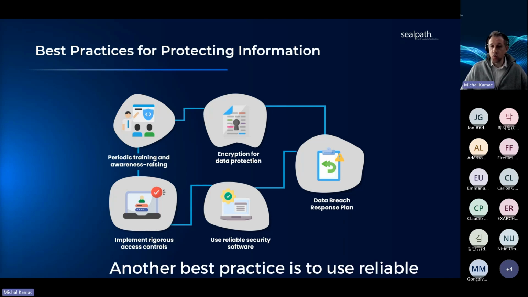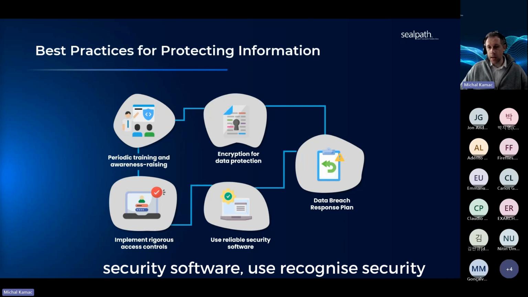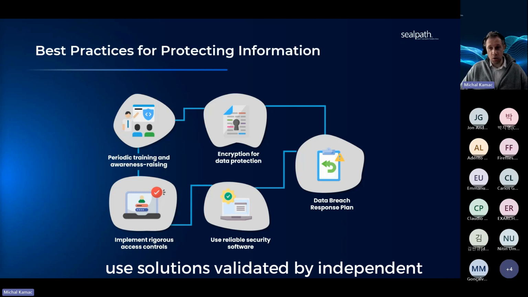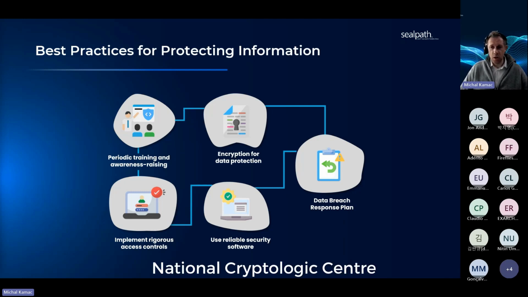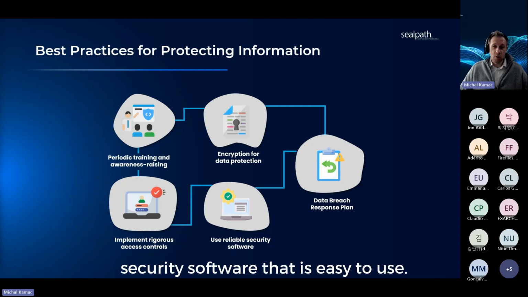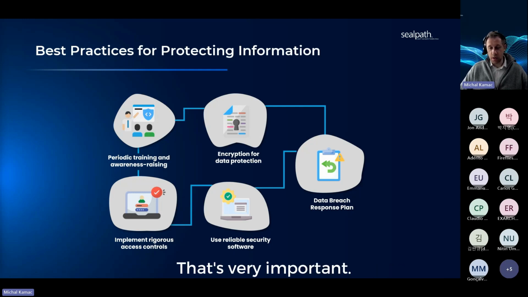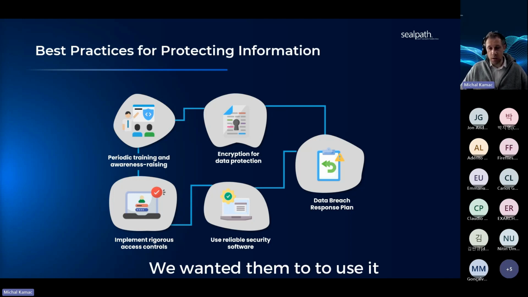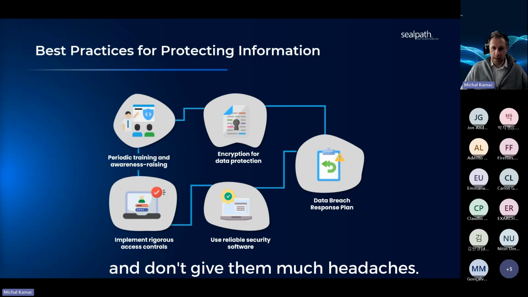Another best practice is to use reliable security software, use recognized security vendors, use solutions validated by independent authorities. Here in Spain, we have the National Cryptologic Center, CCN for short. This validates such solutions, and use security software that is easy to use. That's very important. We don't want users to go through an unnecessary learning curve. We want them to use it in an easy way, and not give them many headaches.